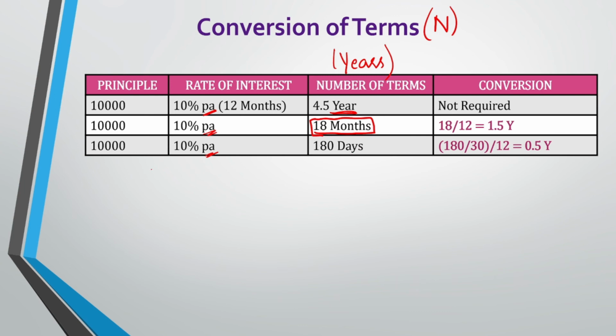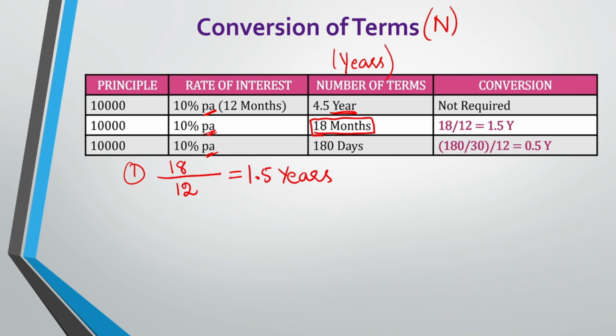So for conversion, our first step is we have to write the given month in the numerator. So whichever number of months are given in the question would be written in the numerator. So in our case, it would be 18 divided by number of months in a year, which is 12. And when you divide it, you get the answer as 1.5 years.